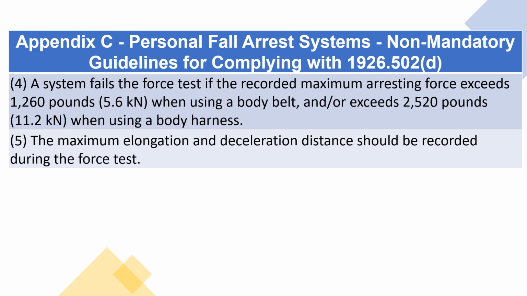4. A system fails the force test if the recorded maximum arresting force exceeds 1,260 pounds (5.6 kN) when using a body belt, and/or exceeds 2,520 pounds (11.2 kN) when using a body harness. 5. The maximum elongation and deceleration distance should be recorded during the force test.